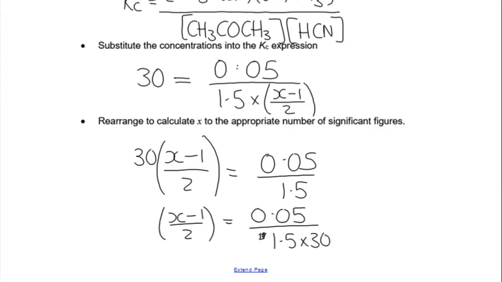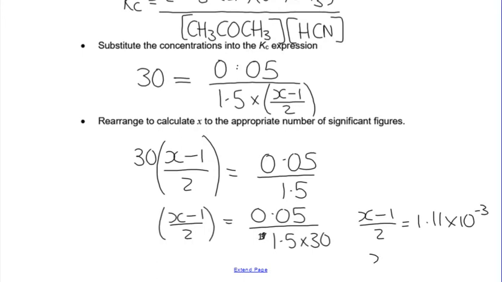Just ignore that page number there. You can type that in your calculator now if it helps you. So you could find out what that is on your calculator: 0.5 divided by 1.5 with a 30 on the bottom line as well. So we get x minus 1 over 2 equals 1.11 times 10 to the minus 3.